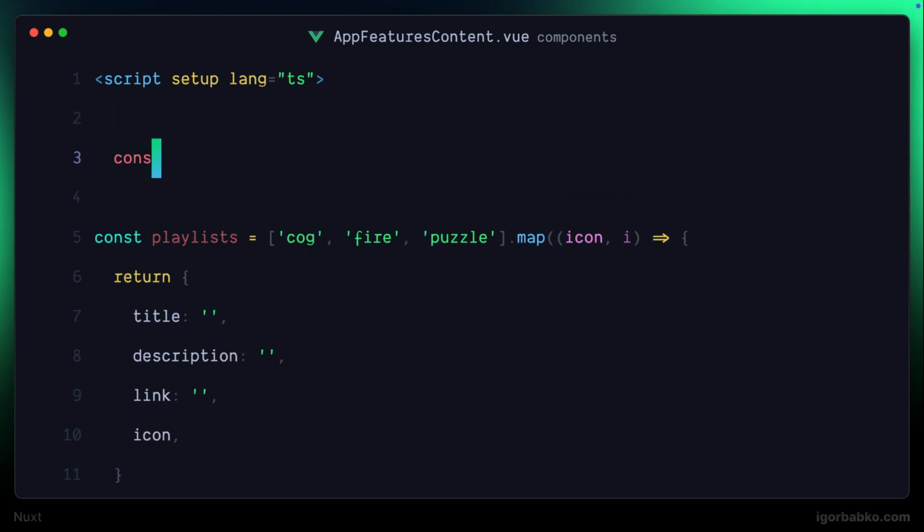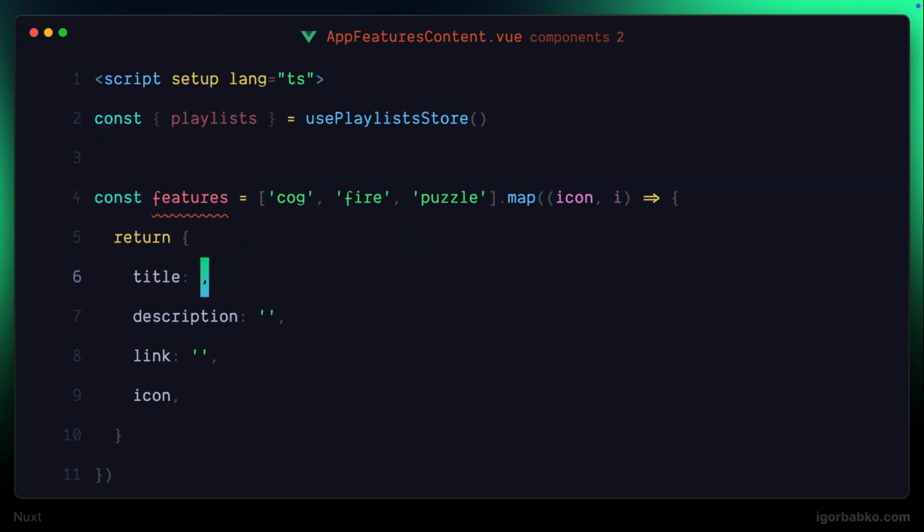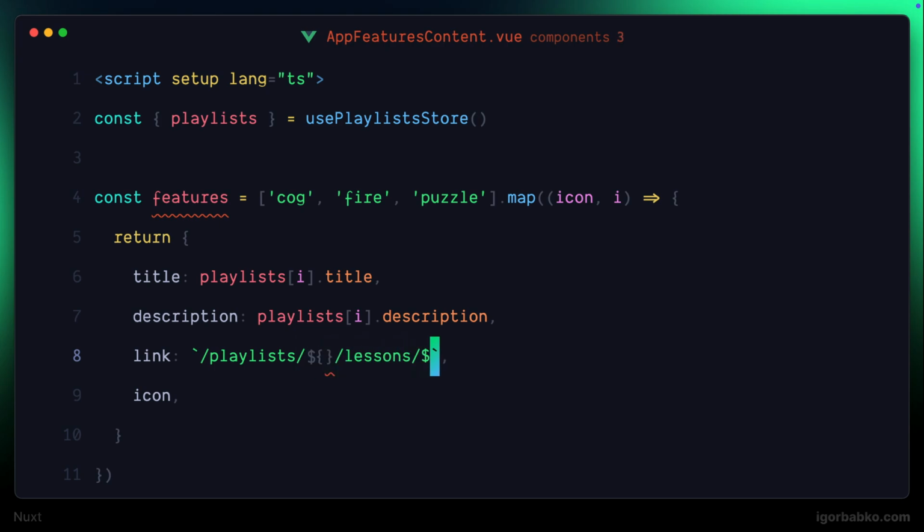And next I'm going to fetch all playlists from the store, so that we'll be able to reference some of those playlist objects by using an index like this, and fetch particular titles and descriptions of playlists. And as for the link property, we're going to construct this URL on the fly, just like we have done in another component.